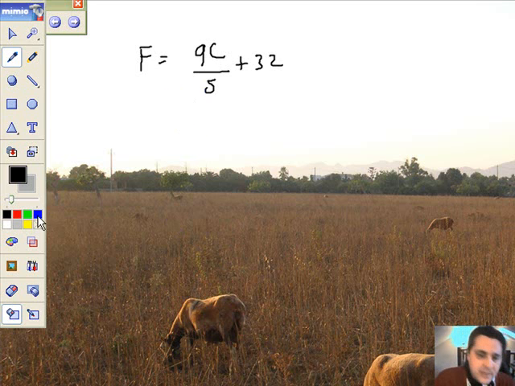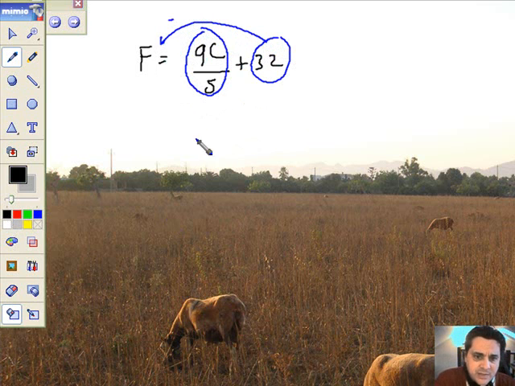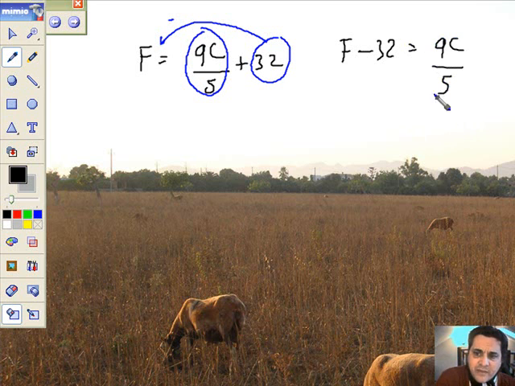Okay, right. So let's do this slowly. I've got a blob here and a blob there. First thing we need to do is remove the 32 next door and subtract. So I have got F minus 32 equals 9C divided by 5.